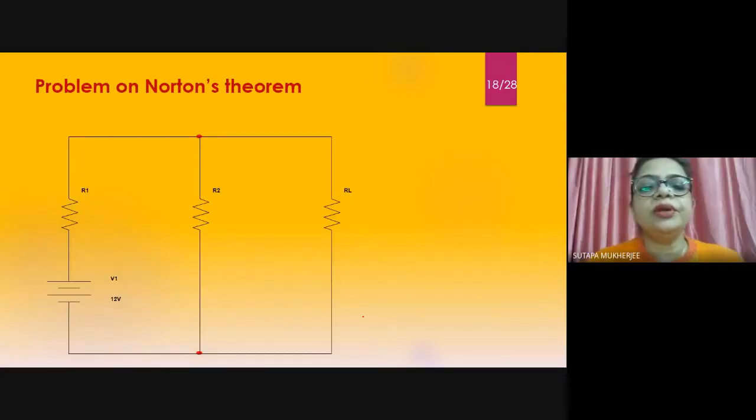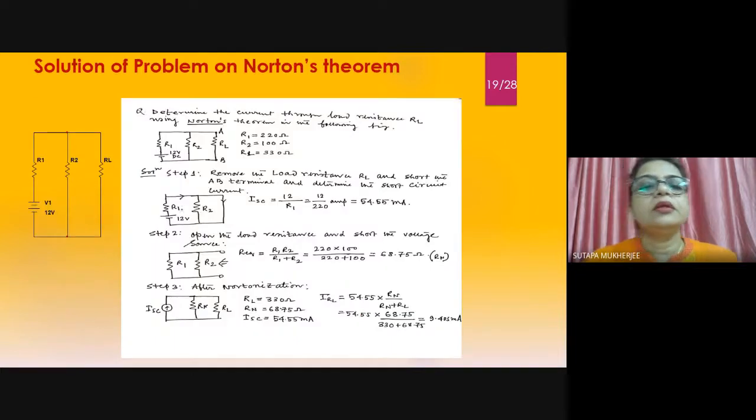Problems on Norton's theorem. Determine the current through the load resistance RL using Norton's theorem. This is RL. R1 is 220 ohm, R2 is 100 ohm, and RL is 330 ohm. So step 1, what do you have to do? Remove the load resistance RL.